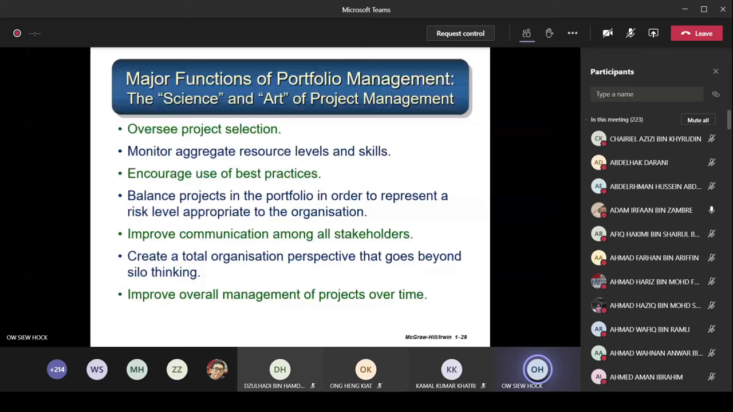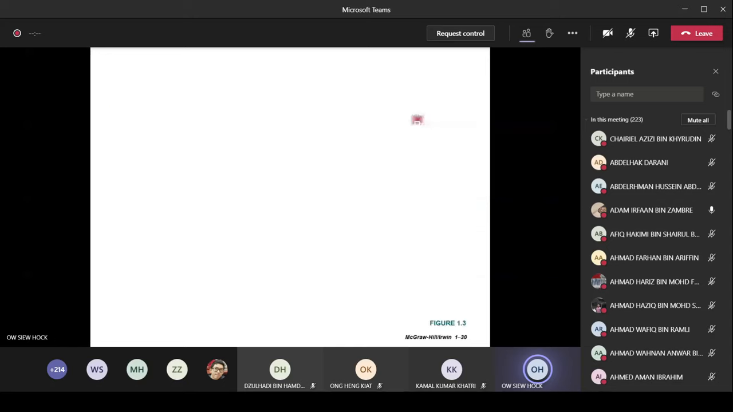And you create a total organization perspective that goes beyond silo thinking. It's in a group, you don't do it alone. You share with other team members, other projects, other teams, to share all the resources, the knowledge, and so on, so that you're not doing it alone. So improve overall management of projects over time. Your management gets better and better, and you learn from each other, because every project has lessons learned. If you're doing the same kind of project, and that project failed in a certain way or encountered a certain problem, you try to avoid this happening in your project. From mistakes made in other projects, you learn and become better in your management.